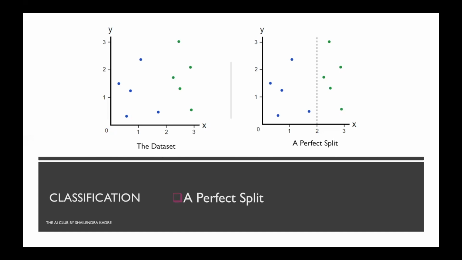So this is a kind of perfect split. You can see that there are no errors. On the right side there are only green balls, and on the left side of the line, there are only blue balls. So we can say that it is a perfect split.